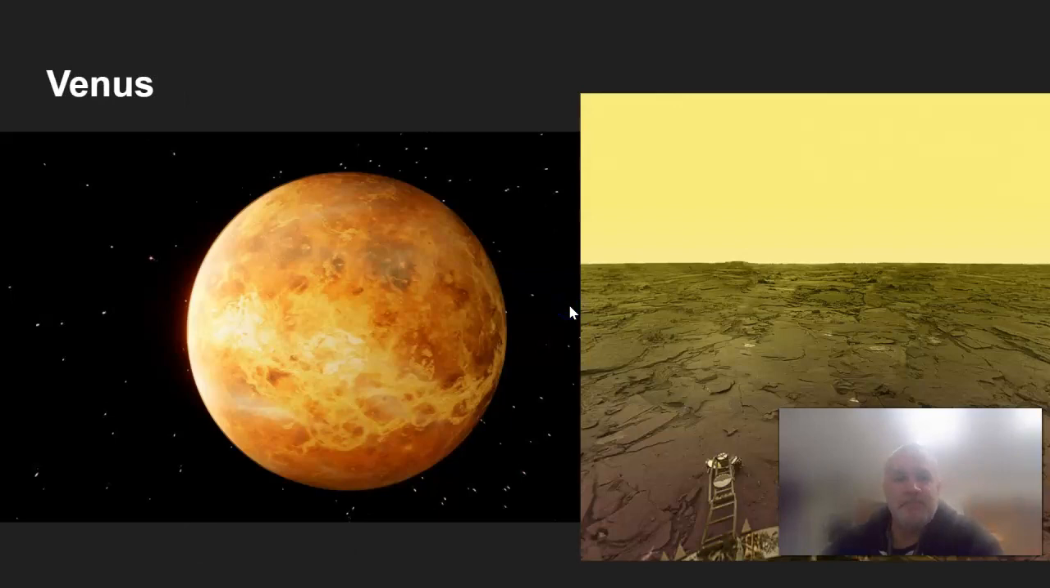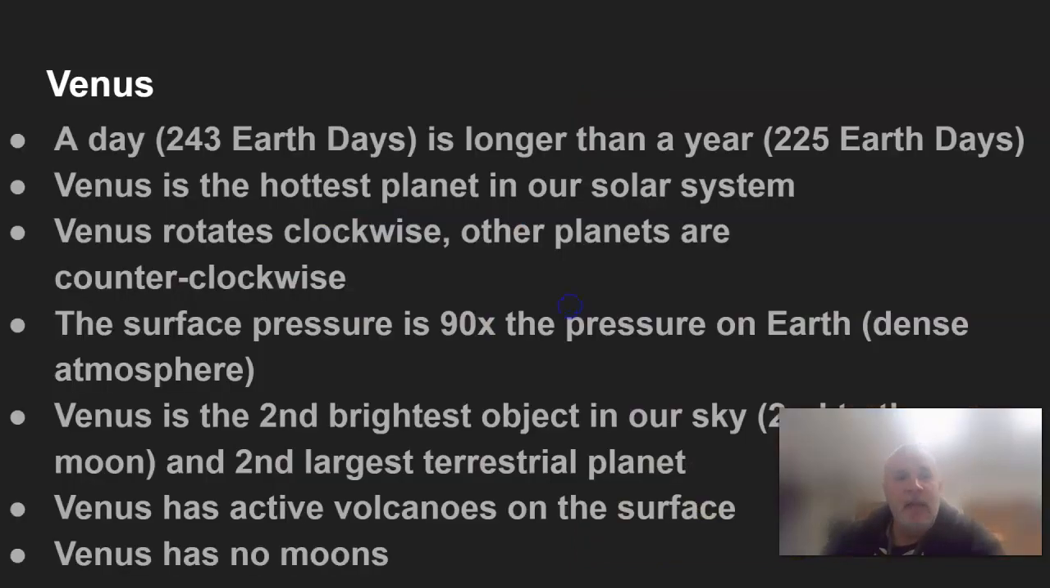The next planet, Venus, like you can see in the picture there, is very desolate looking on the surface. Venus is the hottest planet in the solar system, and its day is about 243 Earth days. So that is longer than a year, which is 225 Earth days. So its day is actually longer than its year. It takes longer for it to spin around one time than it does to go around the sun.